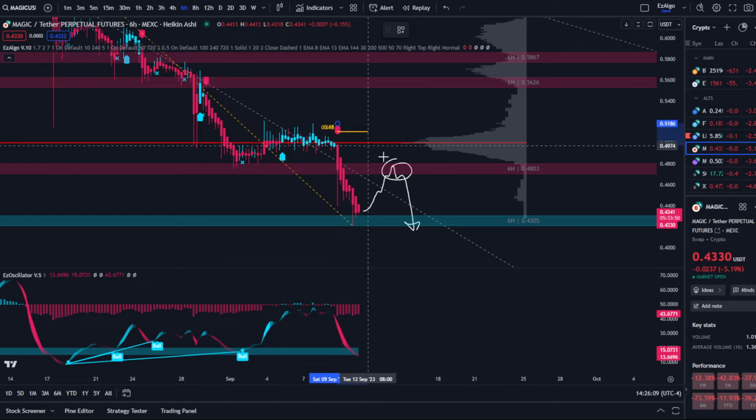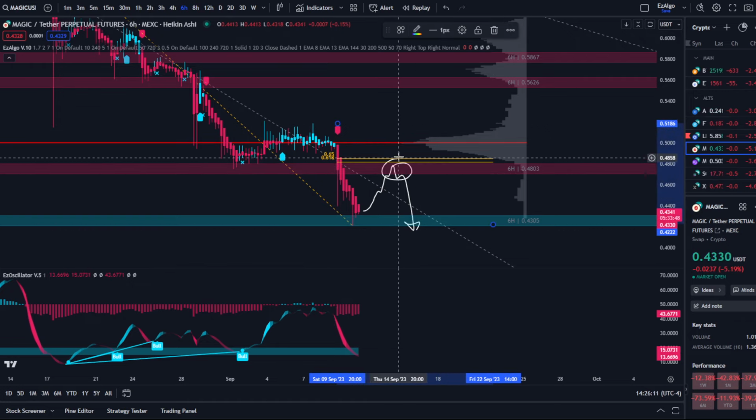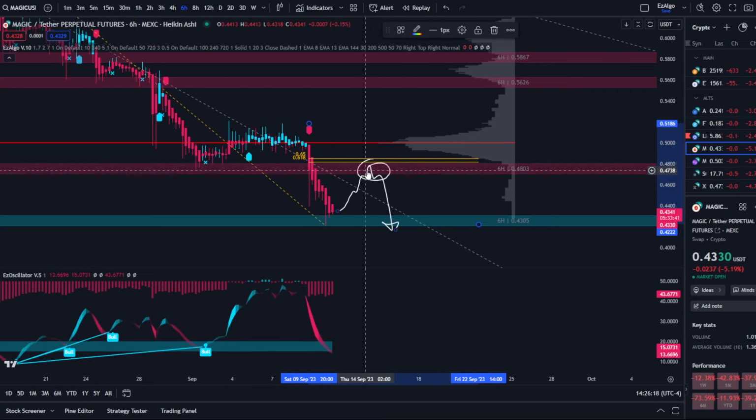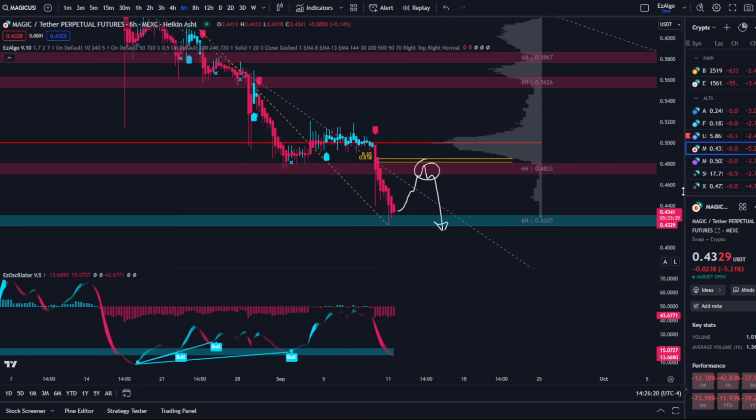And I believe we have fib confluence as well, right? We have a golden pocket, a 0.5 fib level overlapping that 6-hour resistance zone. So this would be a nice underside test. Maybe you want to go down to a lower time frame to get that entry.